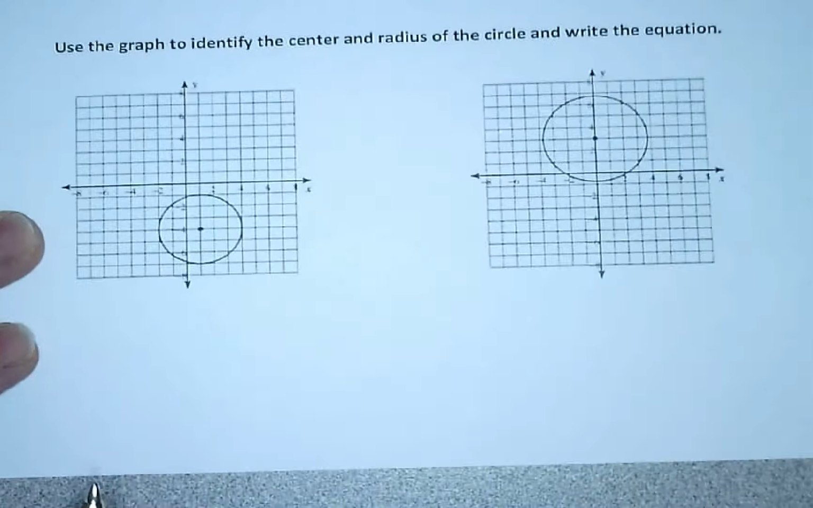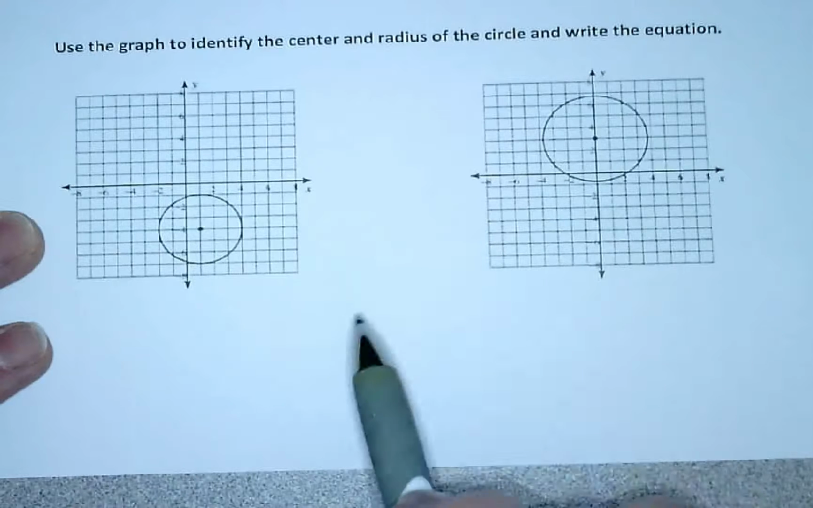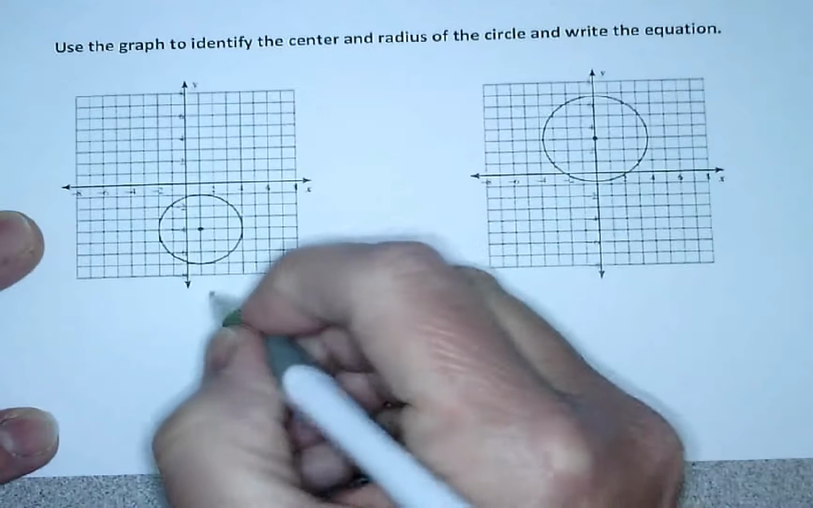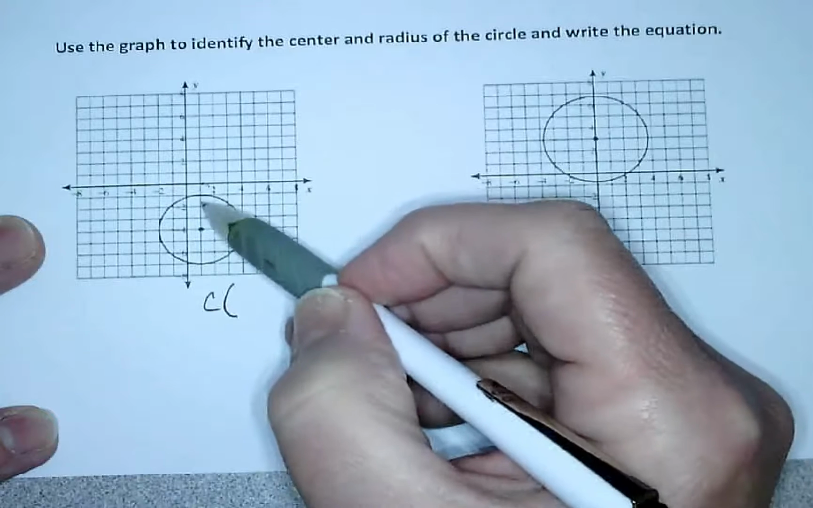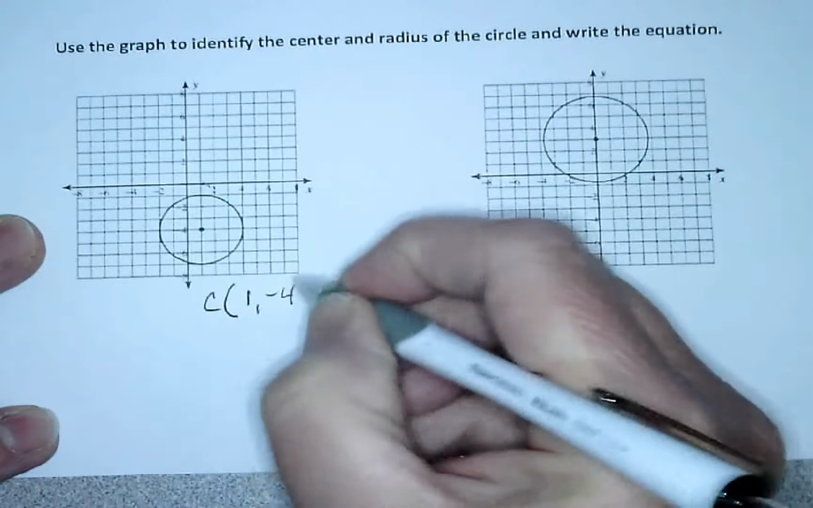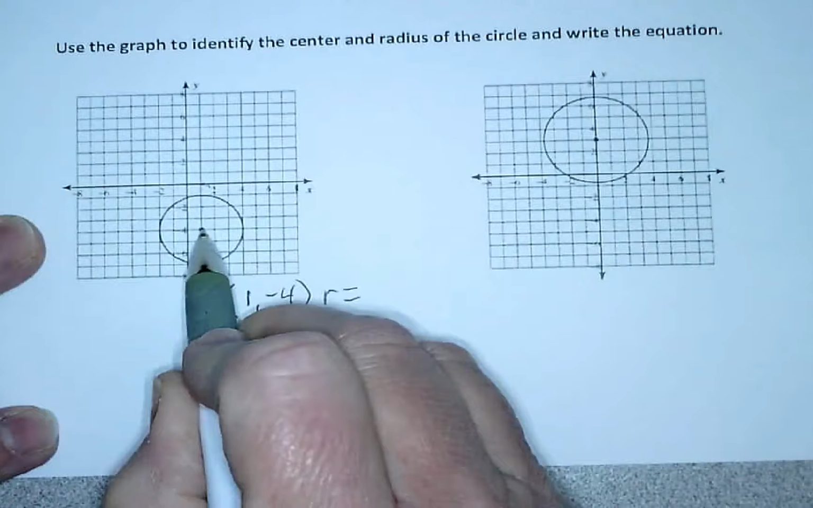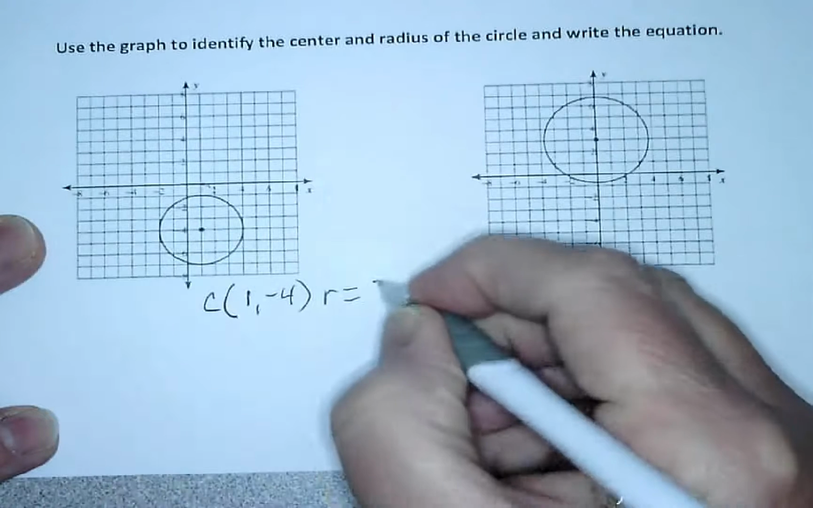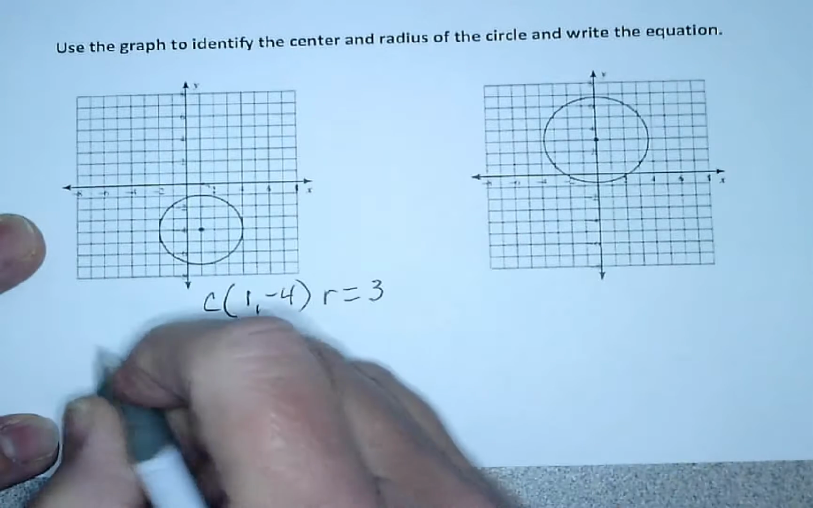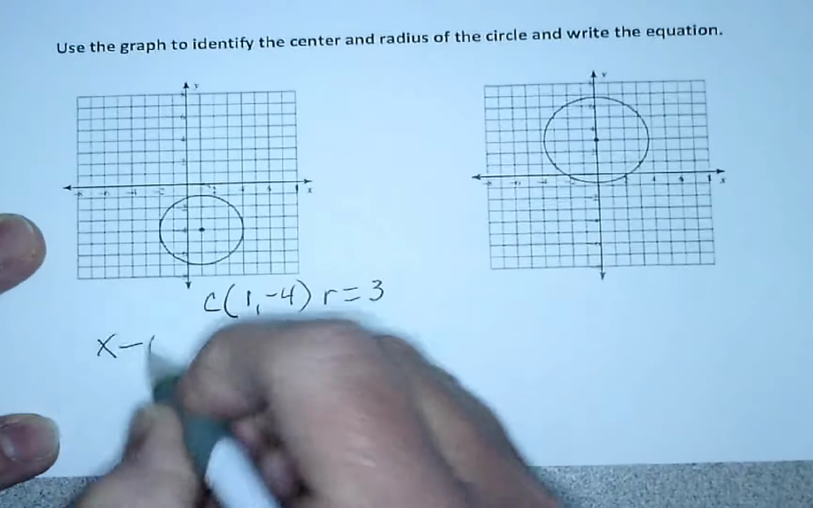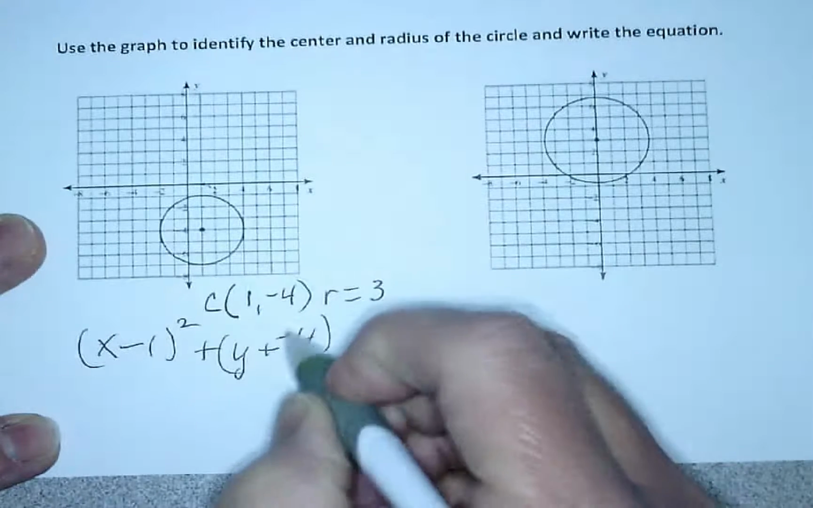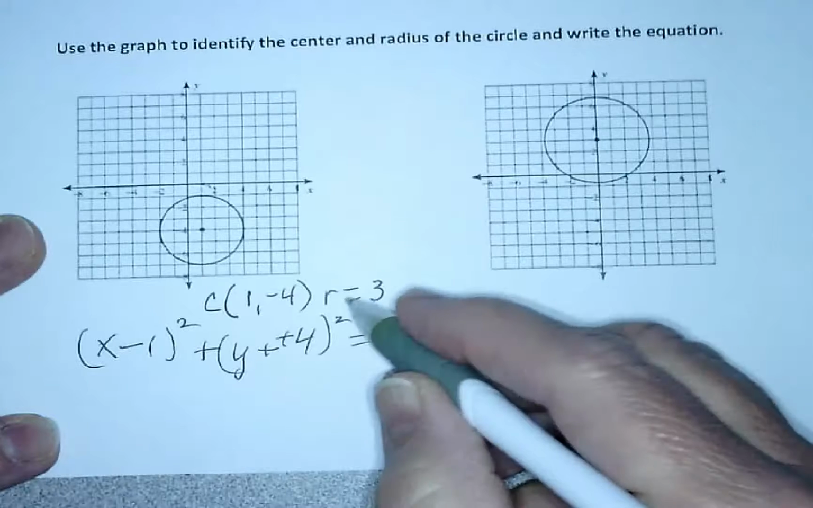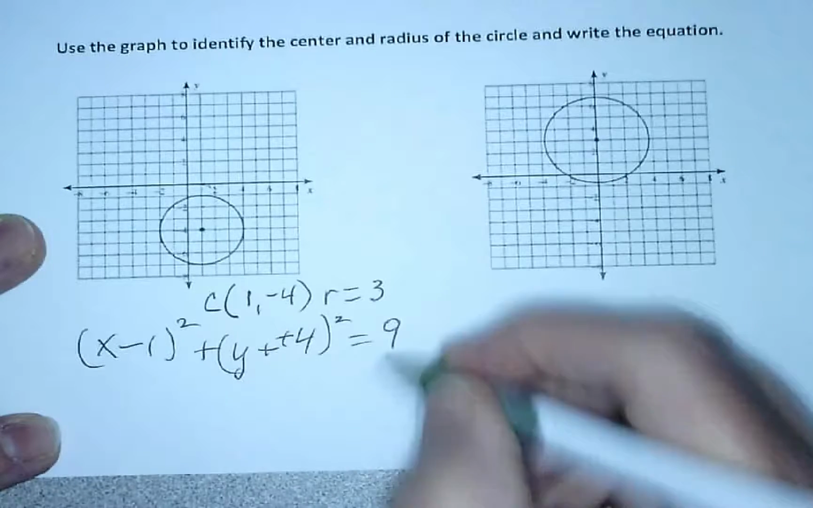Last thing we want to do is take a look at two circles that are already graphed for us, and we're going to identify the center and the radius, and then we're going to write the equation from that. So the center of the circle for this one is positive 1, and 1, 2, 3, 4, negative 4. So (1, negative 4). And the radius of this one, again, goes from the center out: 1, 2, 3. And it should be the same in all directions. So to write my equation, I go x minus 1, squared, plus y minus negative 4, so that becomes a positive, squared, equals r squared, which would be 3 times 3, or 9.